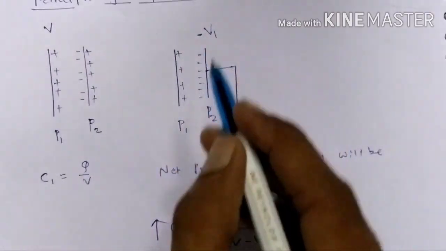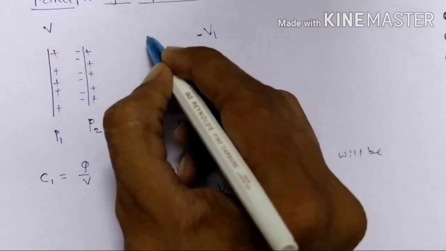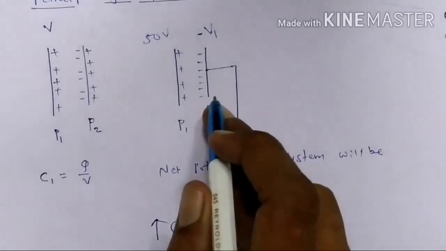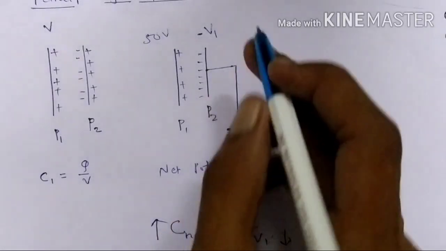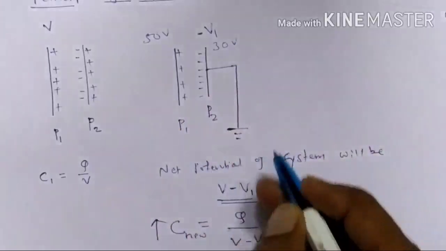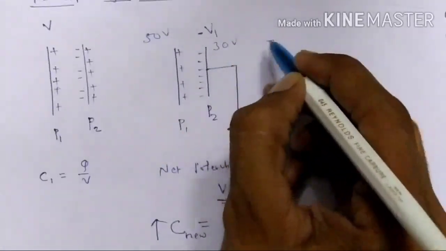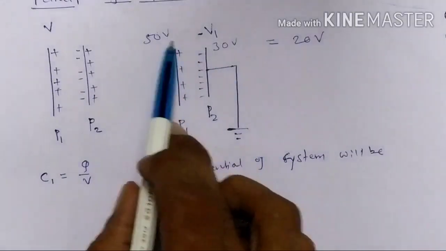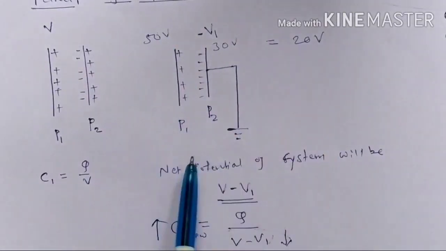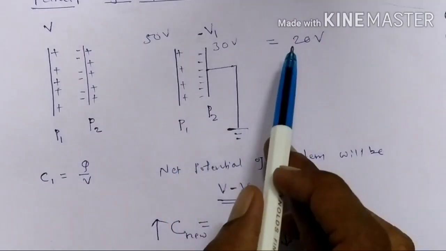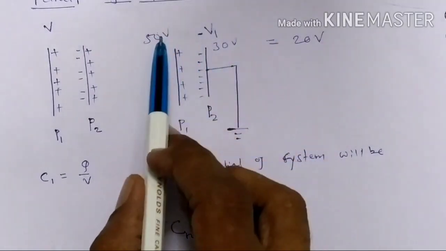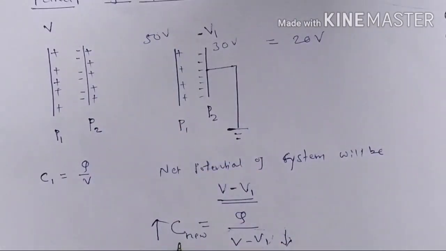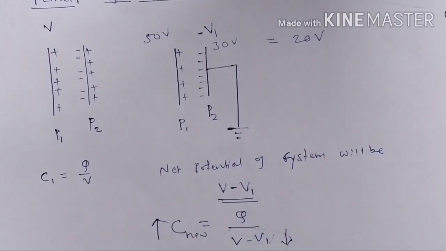Suppose the potential of plate P1 is 50 volt and the potential on plate P2 is 30 volt. So the net potential of the system will be 50 minus 30, which is 20 volt. Here the potential decreases. If we want to increase the potential to 50 volts again, what do we have to do? We need to add extra charge, which means the capacitance will increase.